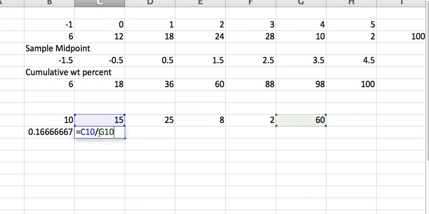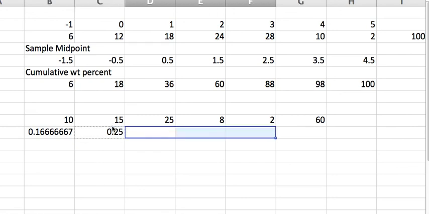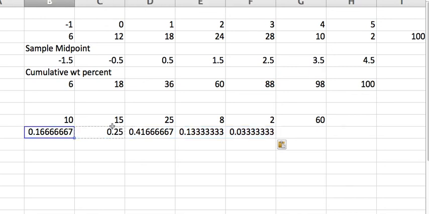If I put a dollar sign in front of the G, it doesn't move. And that way I can just simply copy this and paste it, and my numbers come out correct. Notice that they're in not percent, but in proportions. If I want to convert them to percent, I have to multiply by 100.